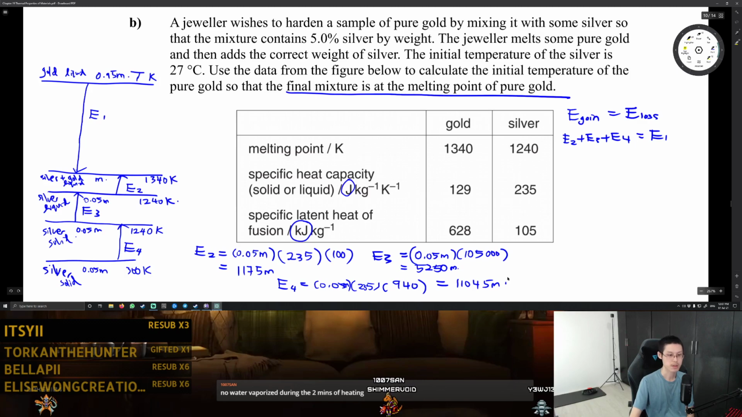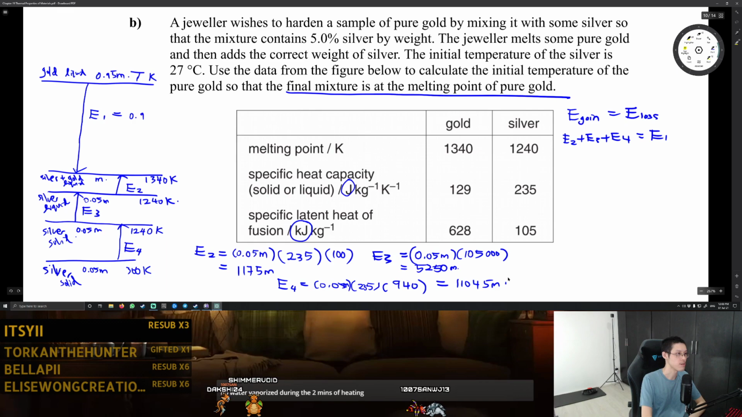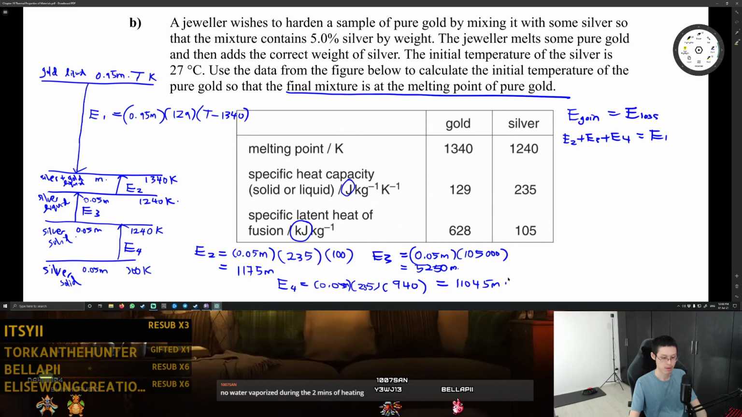So what is E1 going to be? E1 is going to be mc theta. So M is 0.95 M. C is 129. Theta is going to be T minus 1340. There we go. Okay, so E2 plus E3 plus E4. What do we get? 1175 plus 5250 plus 11045.